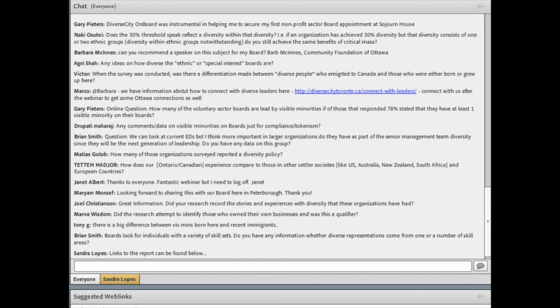Others talked much more about strategic recruiting and how we were going to integrate members from diverse communities into the governing of the organization.